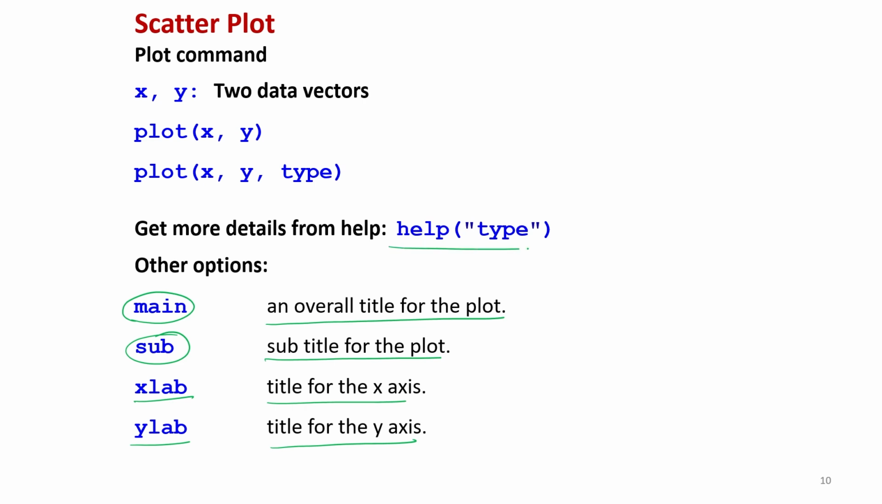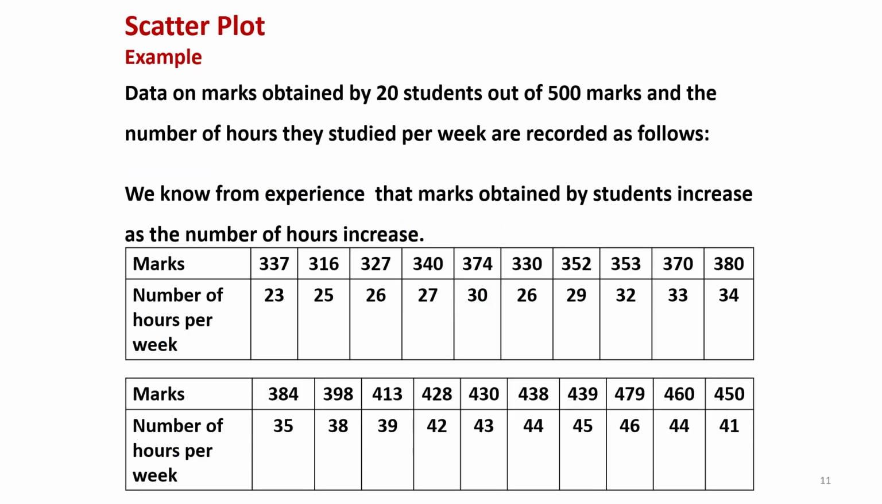For more details, I would say that you just use the help and try to see what you can do. For example, if you type help type, then you will get different values by which you can create different types of scatter plots.